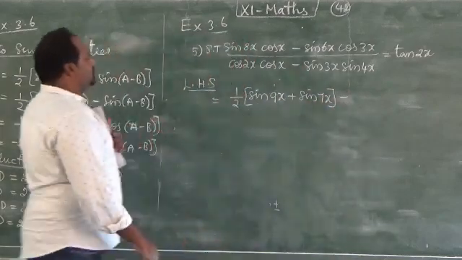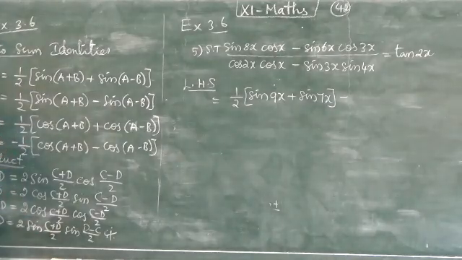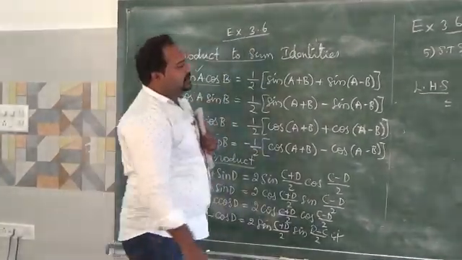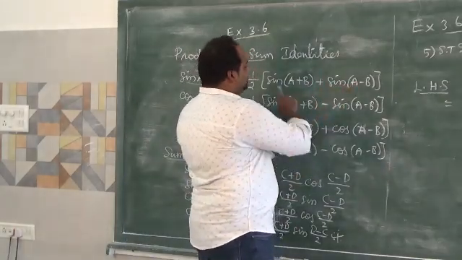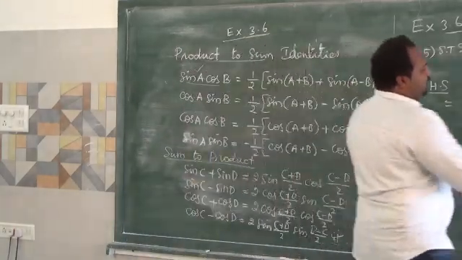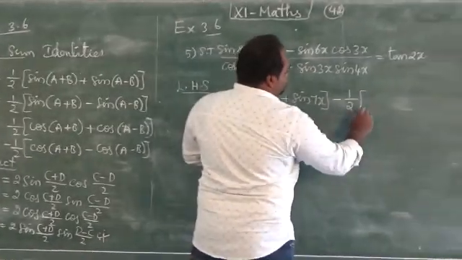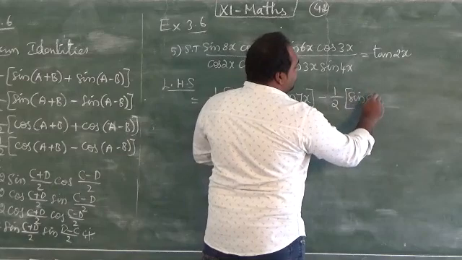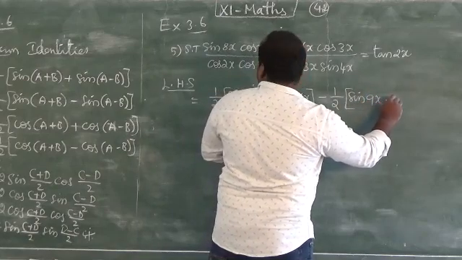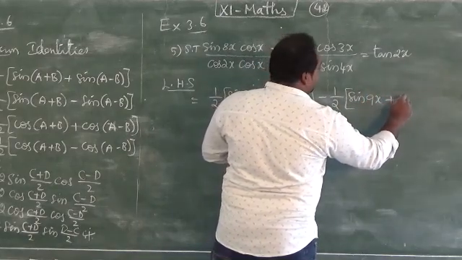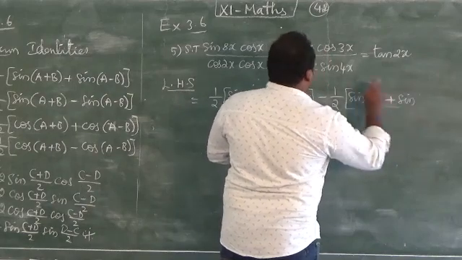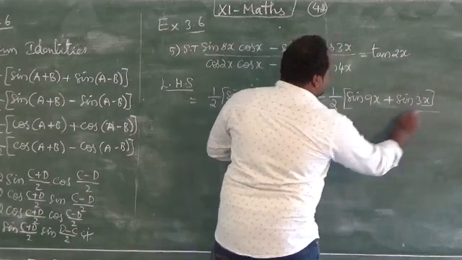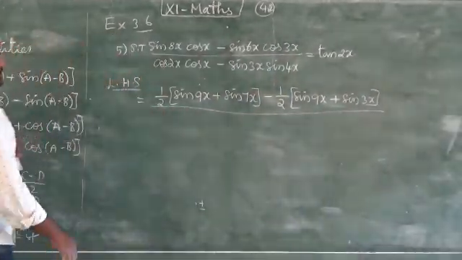Then minus of sin A cos B. Once again the same formula in the numerator. Once again the second term also uses the same formula, 1 by 2 sin A plus B. Here A is 6x, B is 3x, it is 9x, plus sin A minus B, 6x minus 3x, it is 3x. That is the numerator.